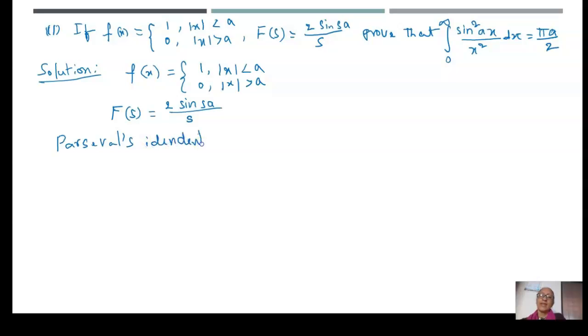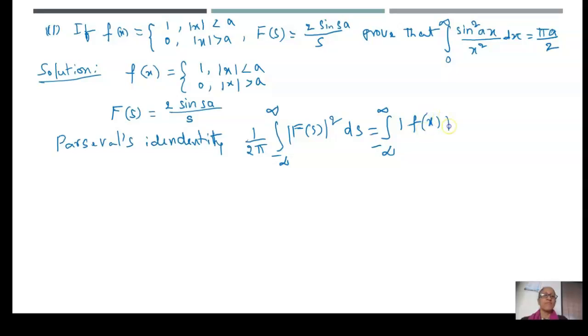Parseval's identity is 1 by 2 pi integral from minus infinity to infinity of mod F(s) whole square ds equals integral from minus infinity to infinity of f(x) square dx. Now here we know F(s), and we also know f(x), so let us write those here.